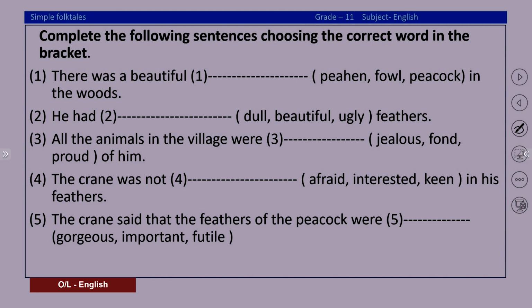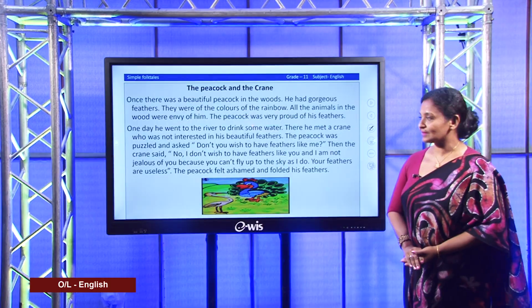Next one, the crane was not afraid, interested, keen in his feathers. The crane said that the feathers of the peacock were gorgeous, important, futile. Okay, let's go back to the story. Shall we read the story?